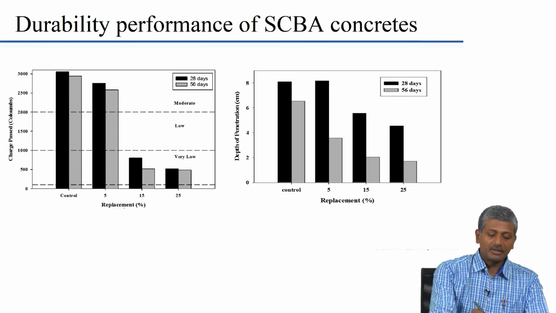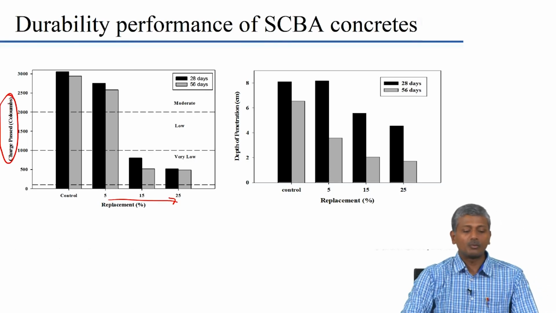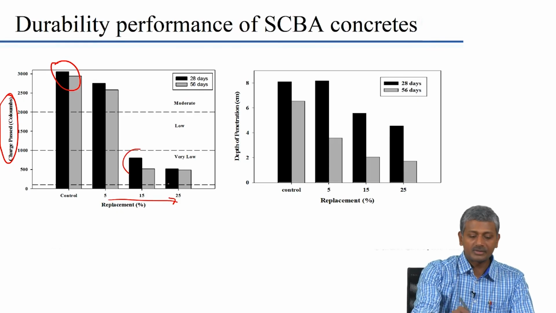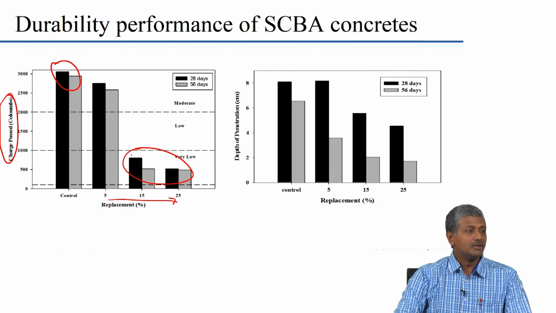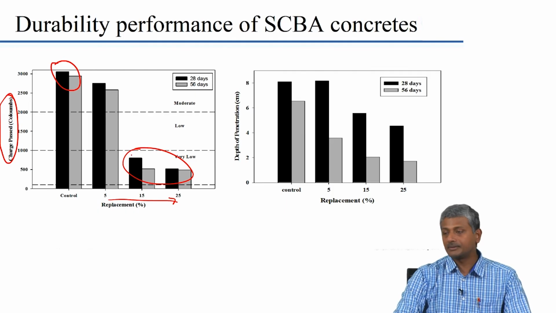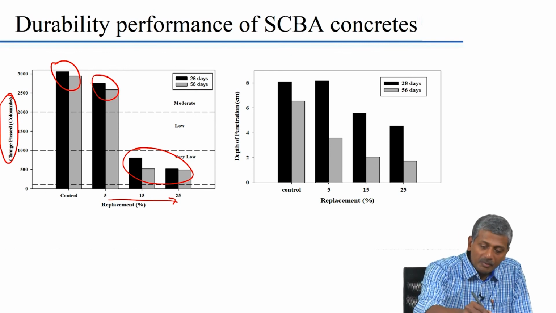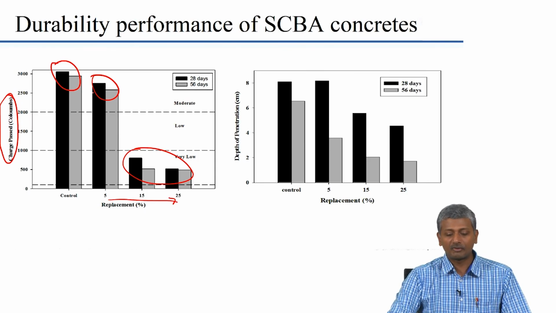The replacement level here is plotted on the x axis and the charge passed in coulombs is plotted on the y axis, and you can clearly see as compared to ordinary Portland cement, your systems with bagasse ash at least at 15 and 25% show a very low chloride permeability, as opposed to moderate in the case of OPC. And when you replace just 5% of bagasse ash, you are able to bring it down marginally and have a positive influence on the performance.